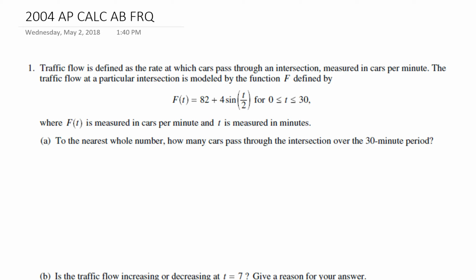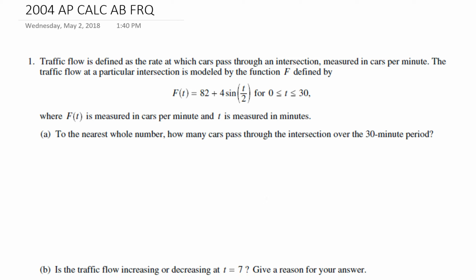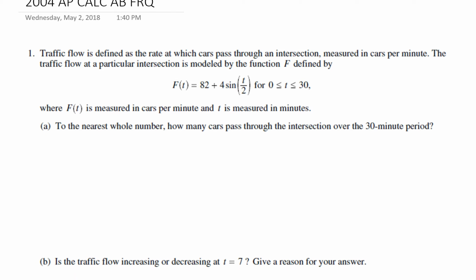All right, this is the review of the 2004 free response questions from the AP Calc exam. So if we look at question number 1, we have the traffic flow is given by some rate defined below, and for part A, determine to the nearest whole number how many cars pass through the intersection over a 30-minute period. So what we're going to do is start with integrating the function f of t.